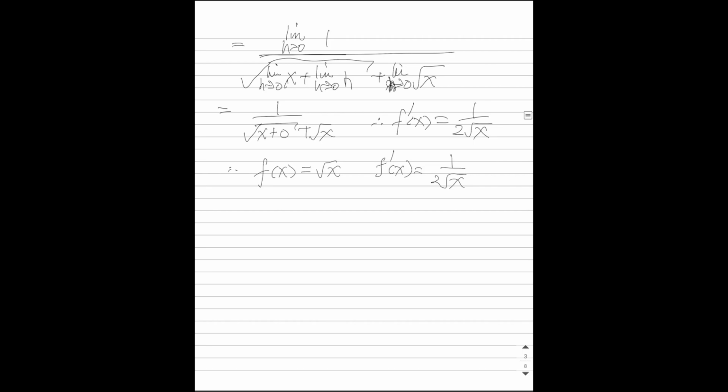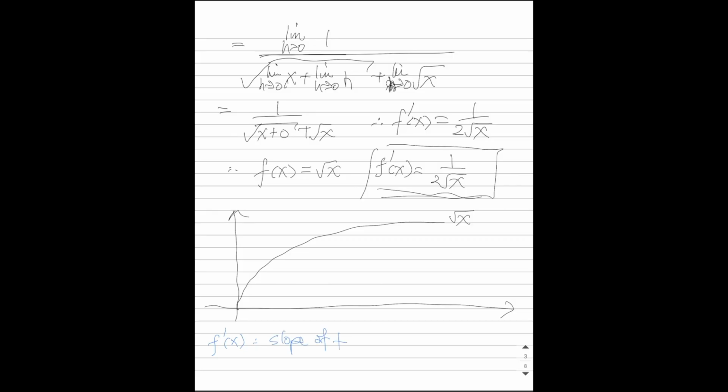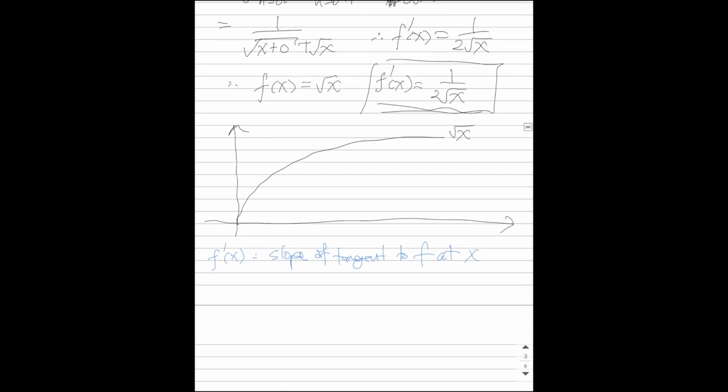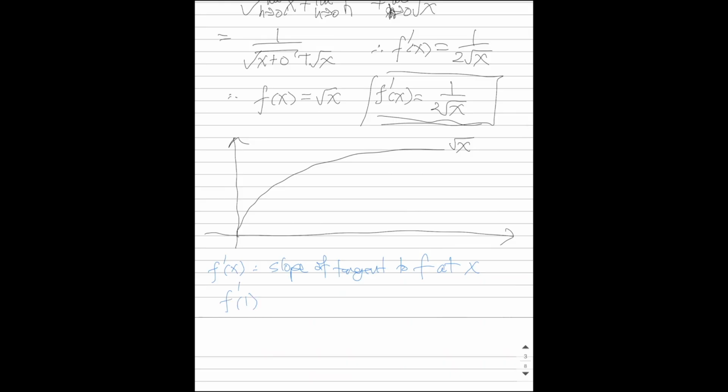Now, what am I supposed to do with all of this? How do I interpret this? Typically, we're all aware of how the square root function looks. What does the derivative function tell me? This derivative function tells me the slope of the tangent to the function at the point x. So if you pick a value for x, I can tell you the slope of the tangent.